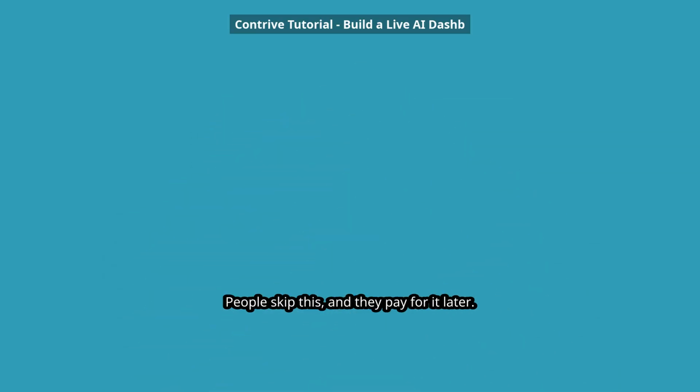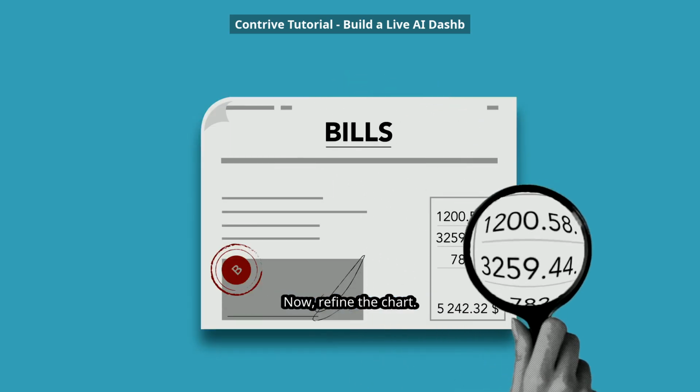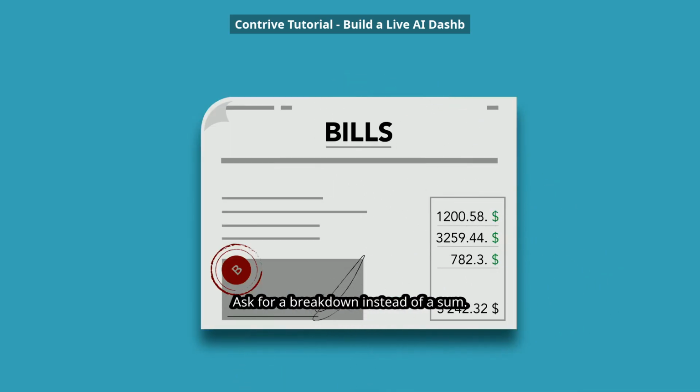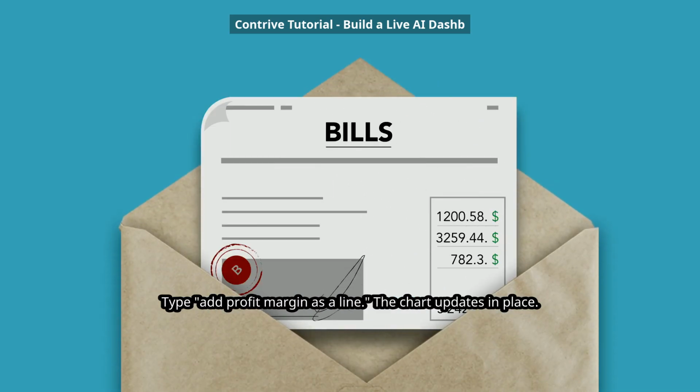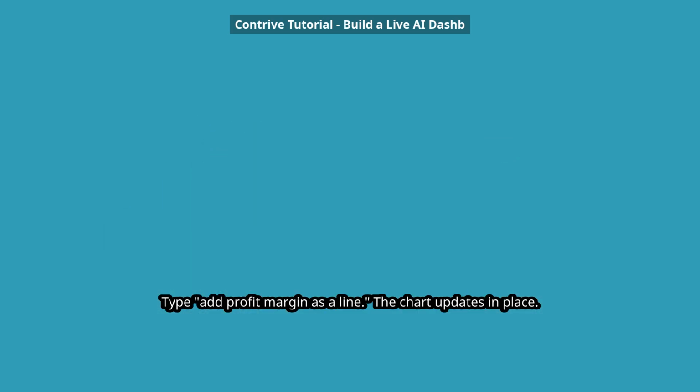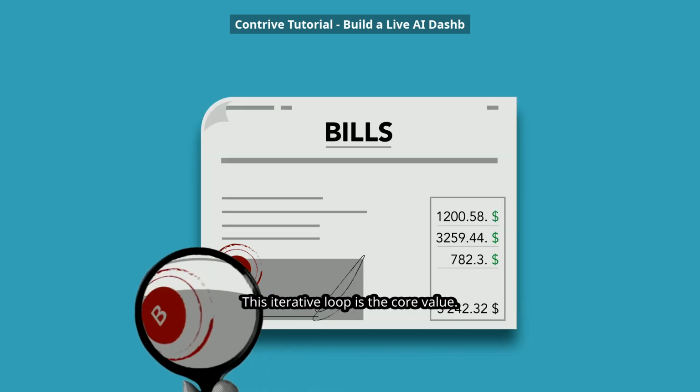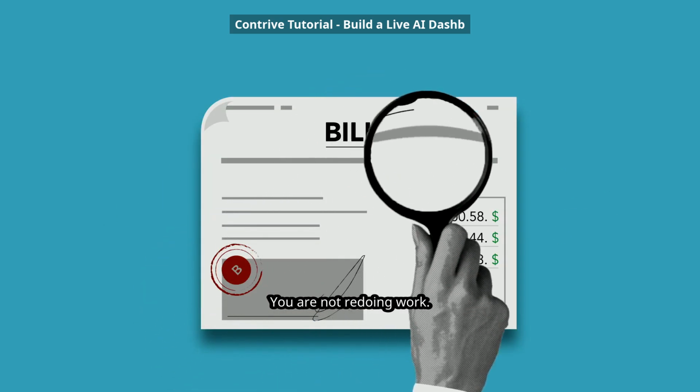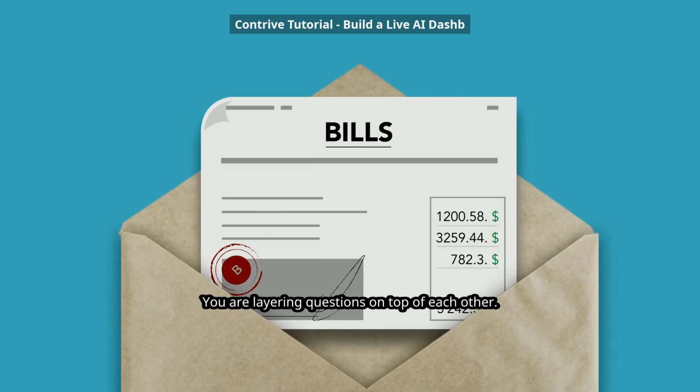Now, refine the chart. Ask for a breakdown instead of a sum. Type, add profit margin as a line. The chart updates in place. This iterative loop is the core value. You are not redoing work. You are layering questions on top of each other. Each question builds on the last.